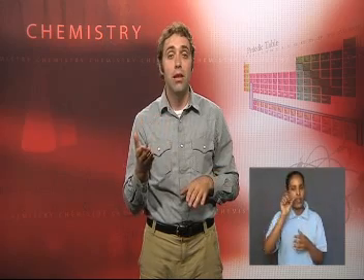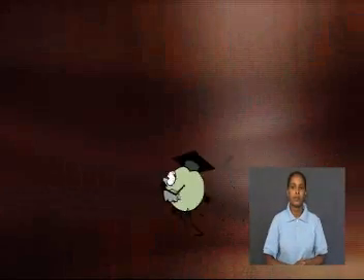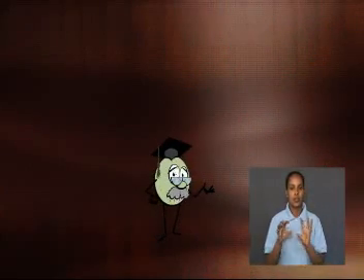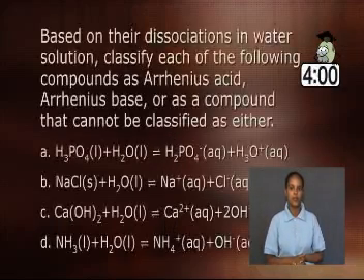Students, in a moment, you will see a list of chemical equations. Based on their dissociations in water solution, classify each of the following compounds as Arrhenius acid, Arrhenius base, or as a compound that cannot be classified as either. Students, let's get ready. Begin.